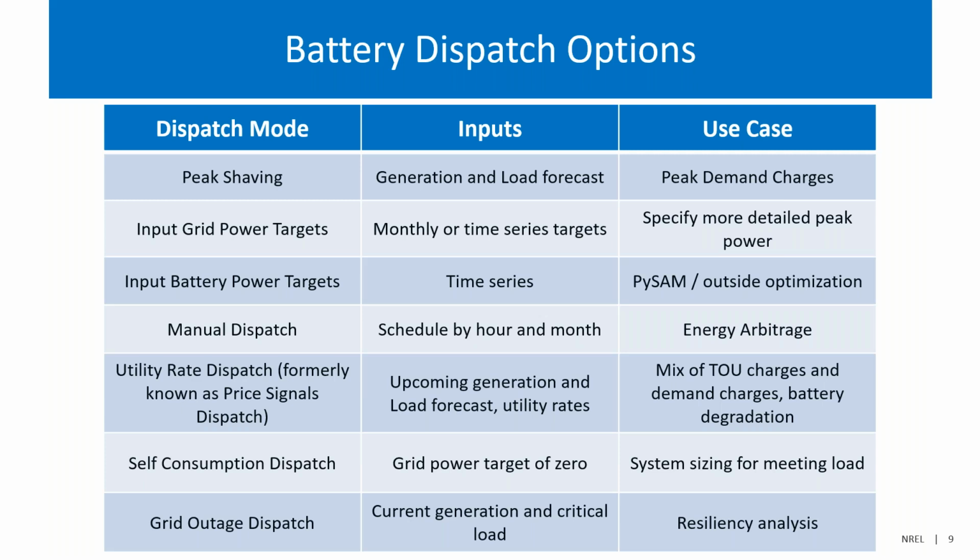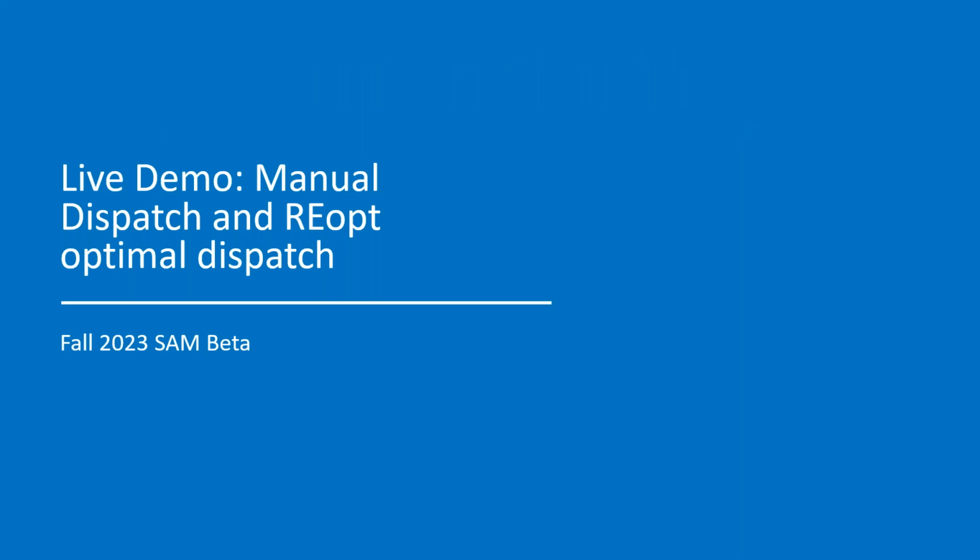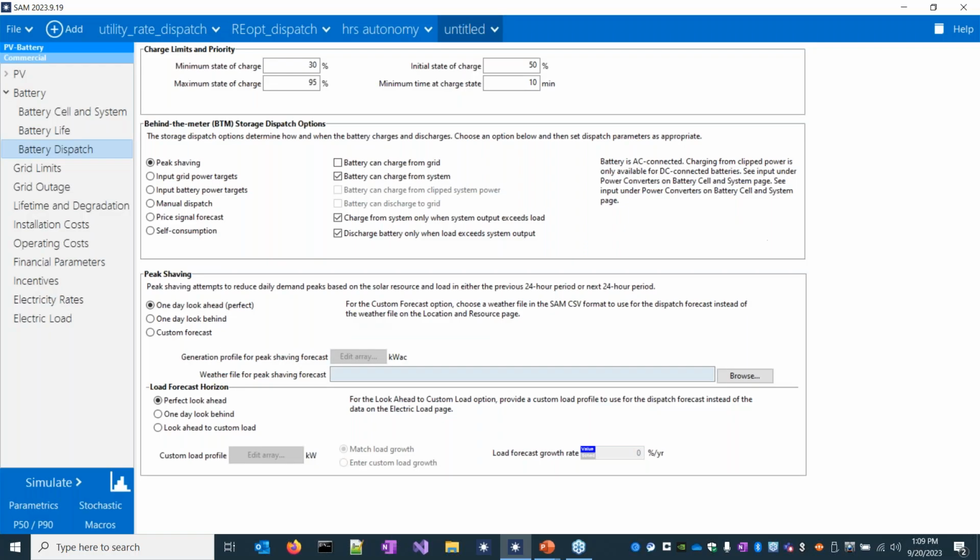And then we also have the grid outage dispatch option, which looks at the current PV generation and the critical load. Note that this is the only one that looks at critical load. All the other ones look at the full load of the system, and that's used in resilience analysis. So I know that was a ton of information, but don't worry, we'll be going into more detail on all of these, starting with manual dispatch.